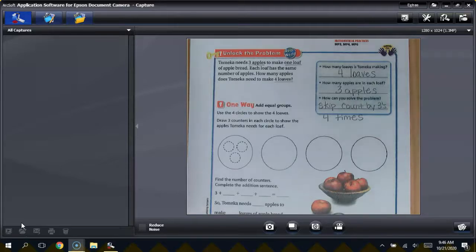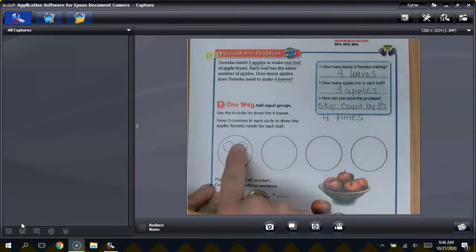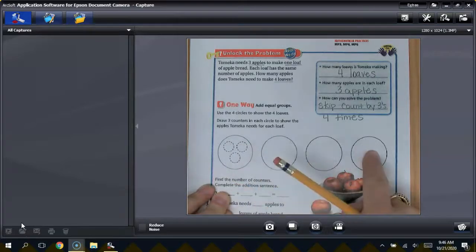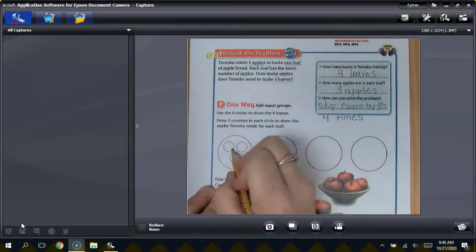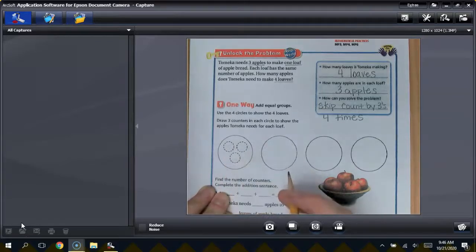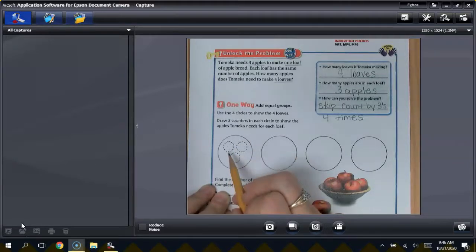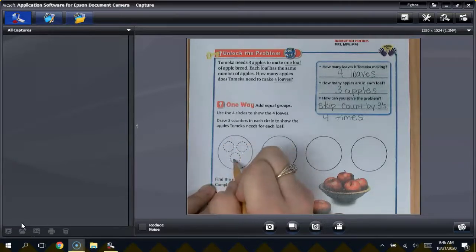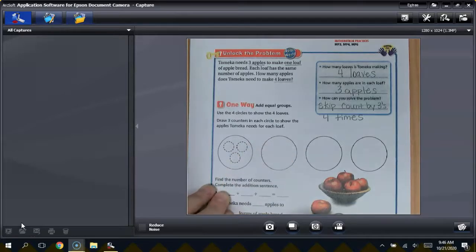I also told you that you could draw a picture, and we're going to write that down here. Now, we have 4 loaves. You can see these huge circles. Each circle represents 1 loaf of bread. So I have 1 loaf, 2 loaves, 3 loaves, 4 loaves. In the first loaf, you can see 3 counters, 3 little circles. Those stand for the apples. You remember from the question that it takes 3 apples to make 1 loaf of bread.